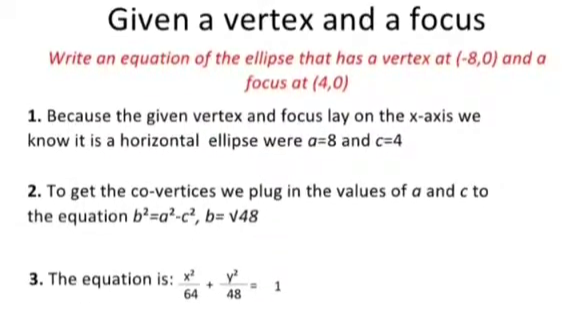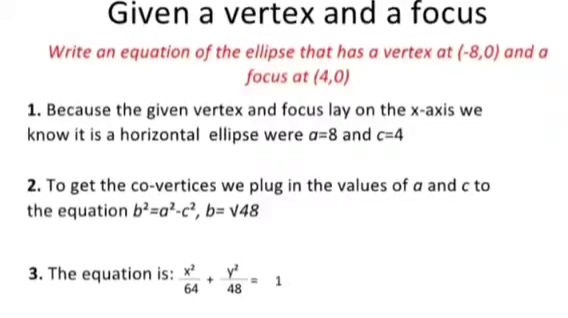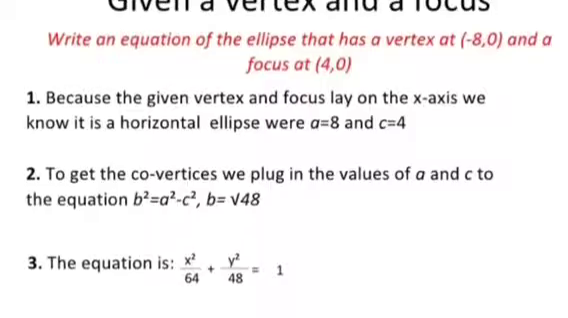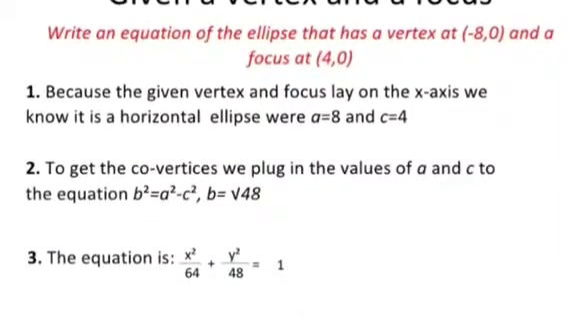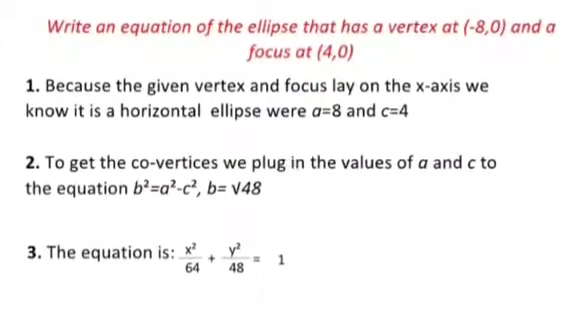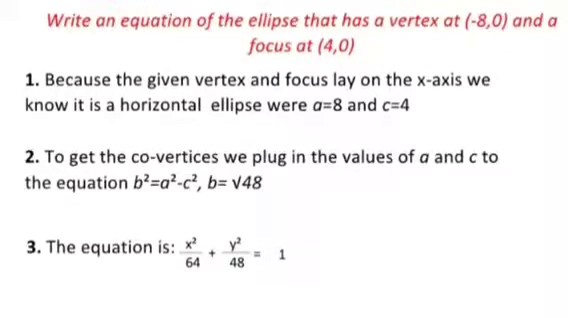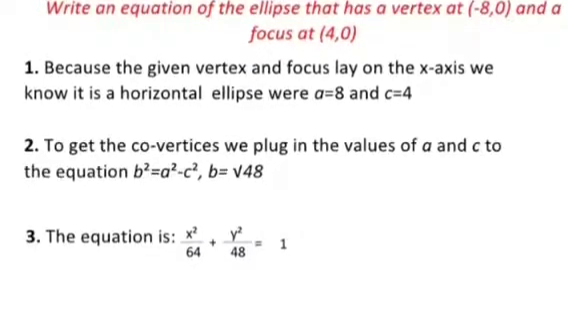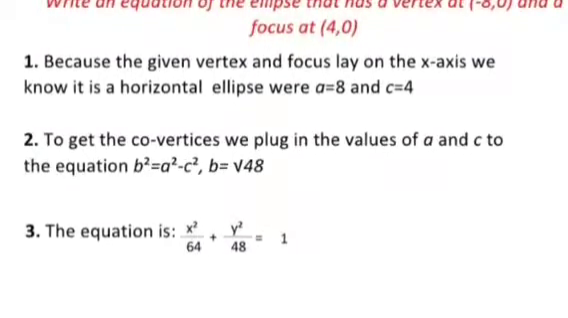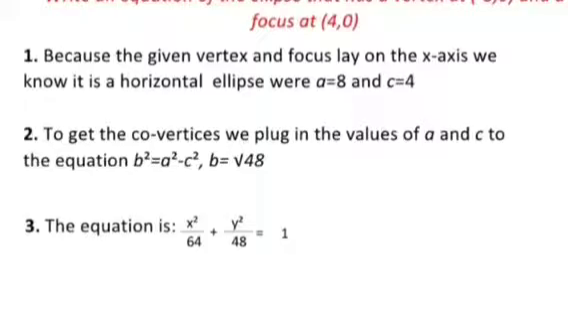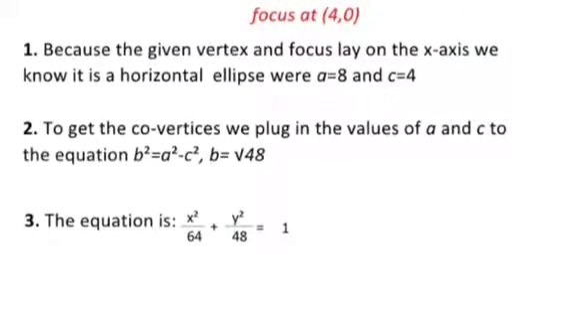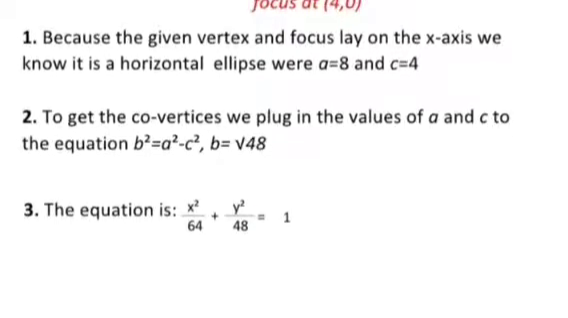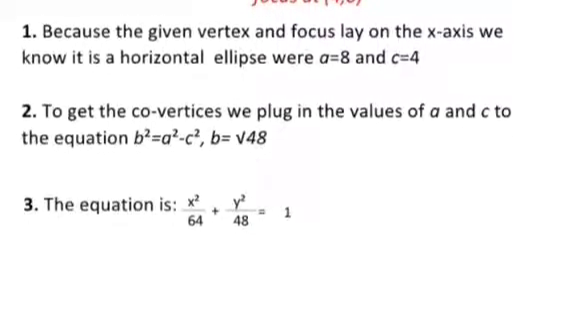The second step is to get the covertices. Because we have the values of a and c, we need to try and find the value of b. So we plug in all the values to the equation b squared equals a squared minus c squared. And we know b equals square root of 48. Once we have all the variables for this equation, we can substitute those values into the original equation. The ending equation is x squared over 64 plus y squared over 48 equals 1.